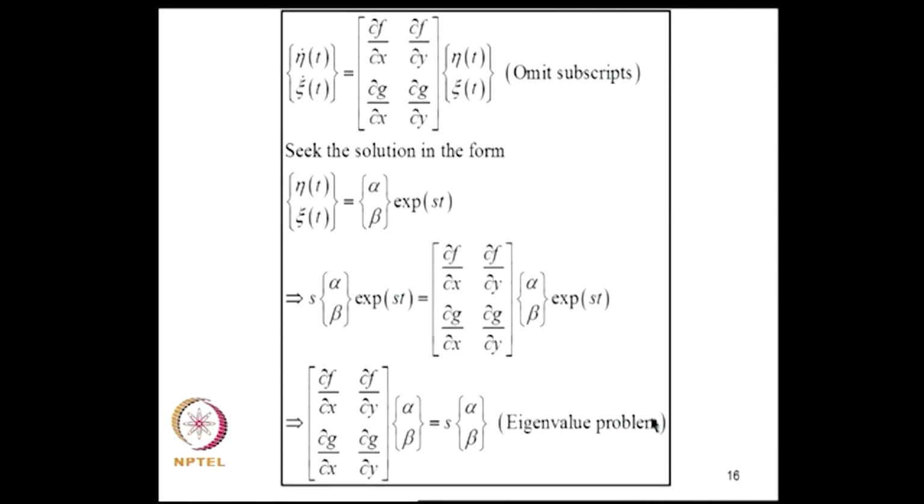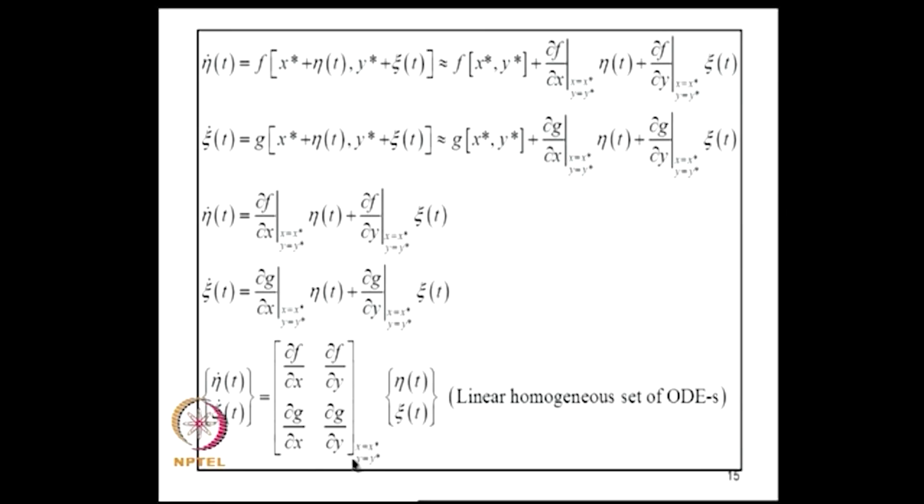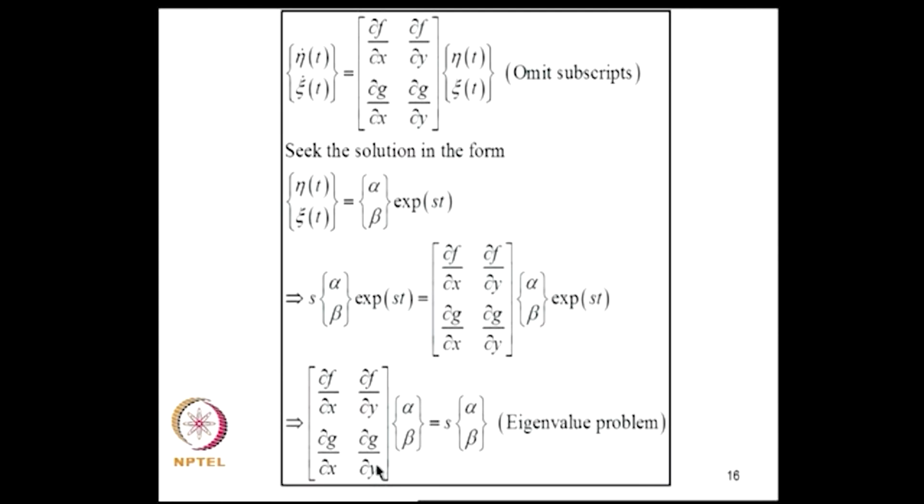Now, for simplicity in writing, I will drop the subscript indicating that we are evaluating at x equal to x star and y equal to y star. We need not write it explicitly. That would mean this is really a constant matrix. Now, we seek the solution in the form of an exponential. This is a linear homogeneous system, therefore an exponential is always a solution. So, we seek an exponential form of solution where the parameter s is unknown. We want to know if this solution is permissible, and if so, for what values of s it is permissible. So, I substitute into this.